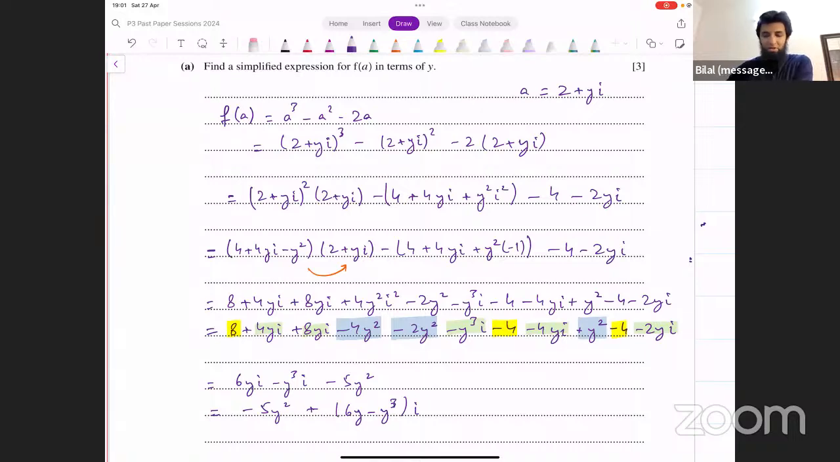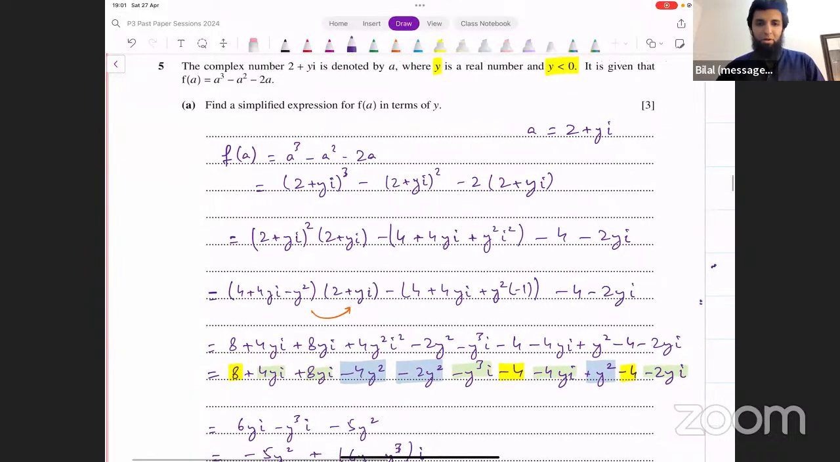Ferdinand, are you asking about this particular question? Or is it about something else? Which question are you talking about? The symbols?